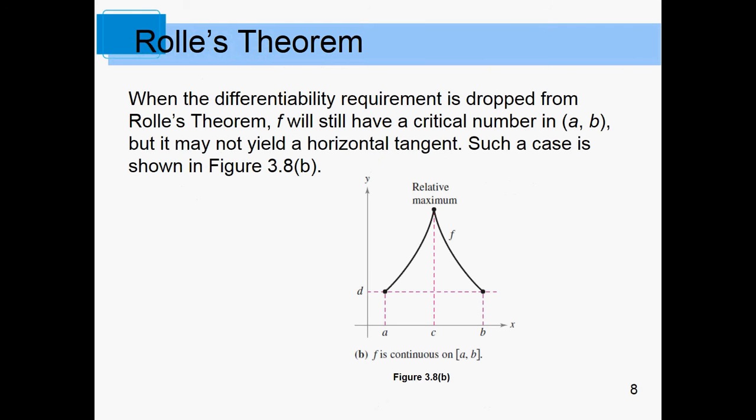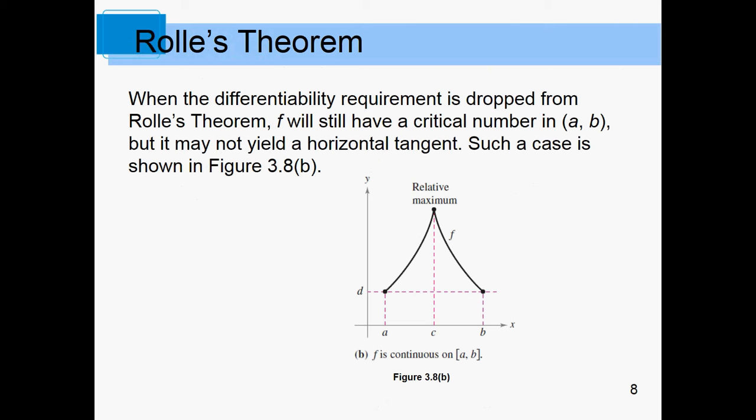Now, even if it's not differentiable, if we drop that requirement from Rolle's theorem, then we'll still have a critical number somewhere in that open interval from A to B, but it may not yield that horizontal tangent line, right? We know that only happens at a differentiable point. Not a big deal, but you can still have that relative maximum and minimum because you have that critical value. So remember, what's the difference between the derivative equaling zero and a critical value?